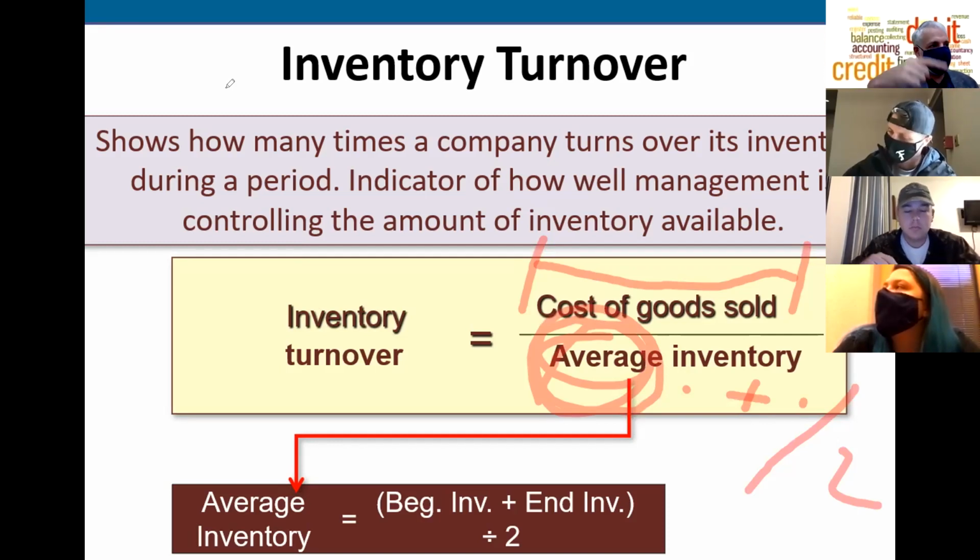Because I buy stuff, sell stuff, buy stuff, sell stuff, buy stuff, sell stuff. What is my cost of goods sold? Cost of goods sold keeps going up. Inventory goes up, down, up, down, up, down.